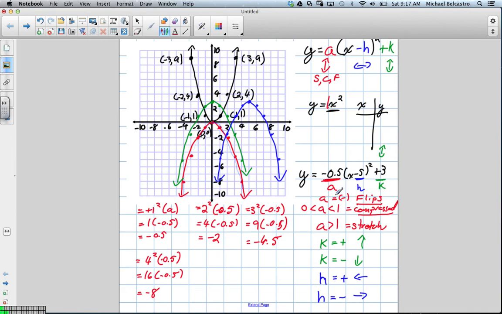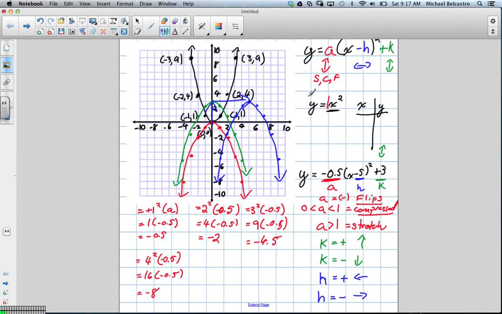They go up 3 and over 5. Yeah, there you go. So that's what you're looking at there. Like we said, we flipped it and compressed it. We moved it up 3 units, and then we moved it to the right for 5 units.